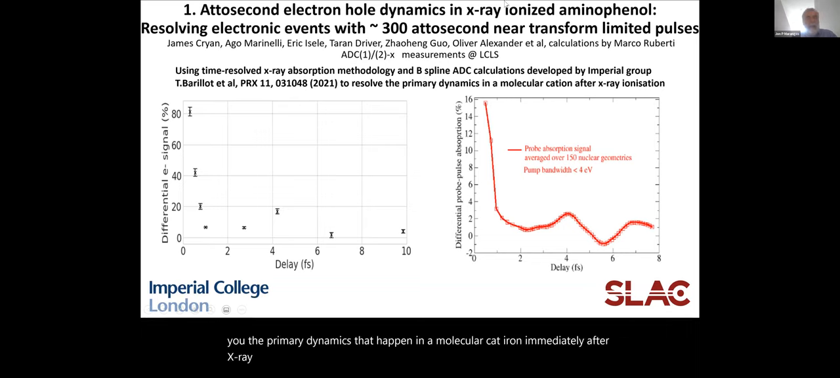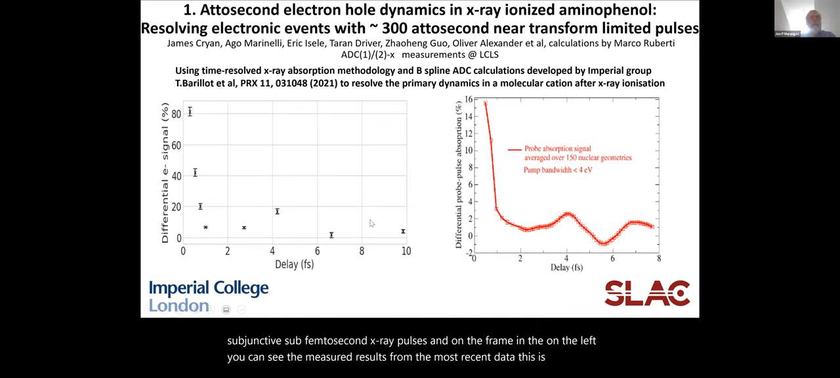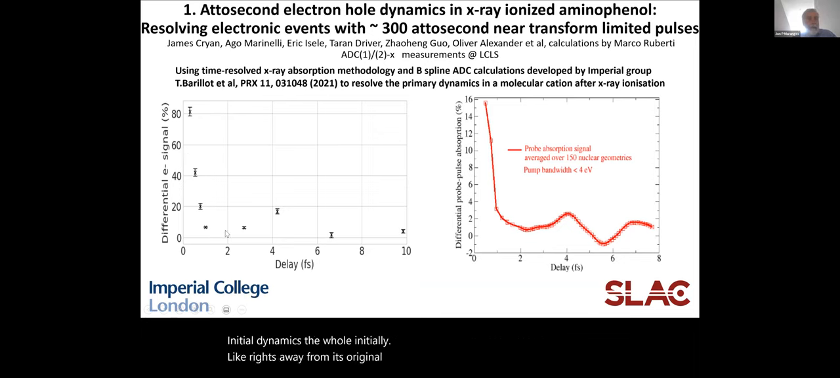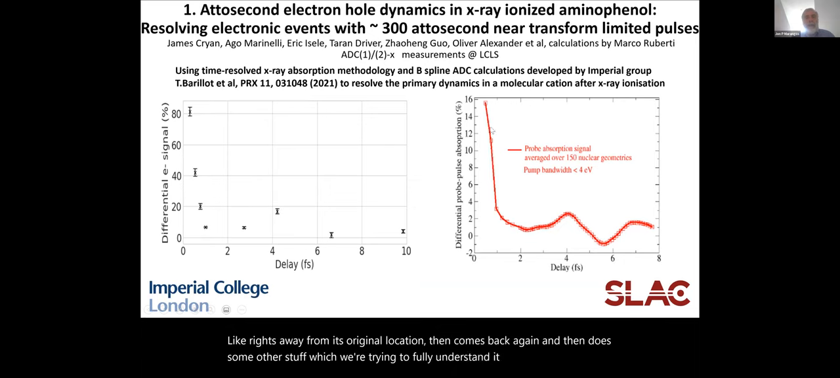So the pump and probe pulses are both sub-femtosecond X-ray pulses. And in the frame on the left, you can see the measured results from the most recent data. This is still unpublished, so it is still under analysis. But essentially, you see very fast initial dynamics. The hole initially migrates away from its original location, then comes back again, and then does some other stuff, which we're trying to fully understand. And actually, the calculations show something qualitatively similar occurring.